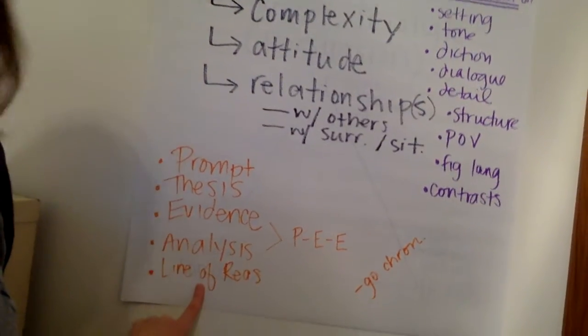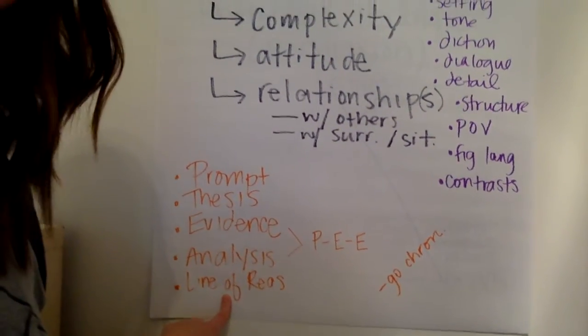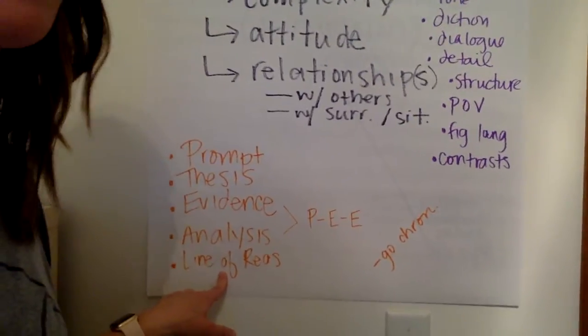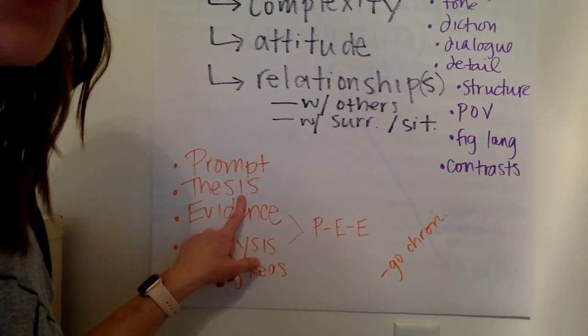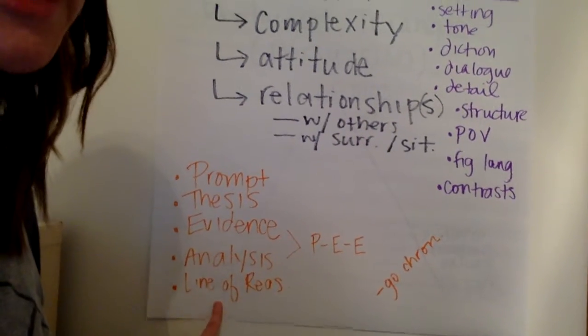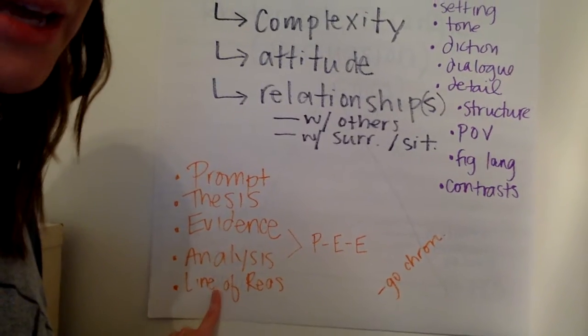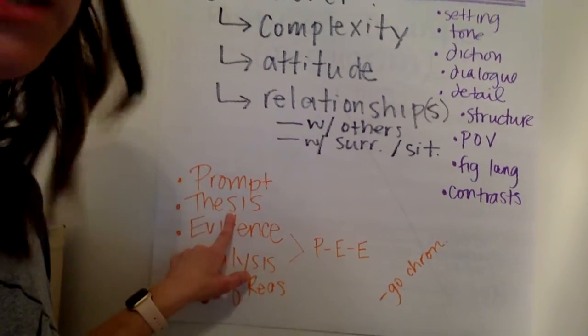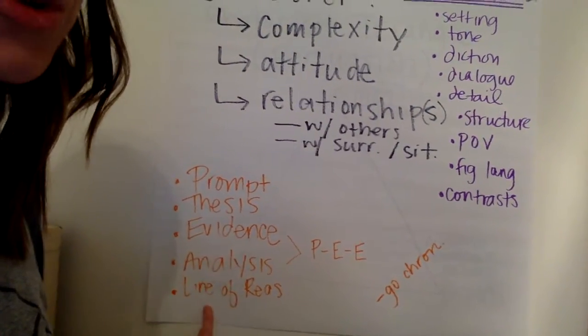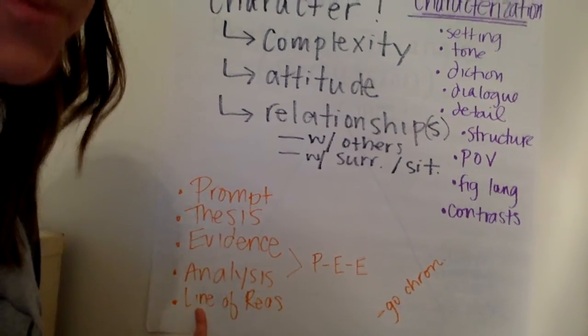One of the last things I wrote down here is line of reasoning. So make sure that all the claims that you're making in your essay are related. If you had a good thesis, they probably will be, but you want to keep referencing how the claims that you're making in your paragraphs prove your thesis to be true. How do they support that? So keep going back to that.